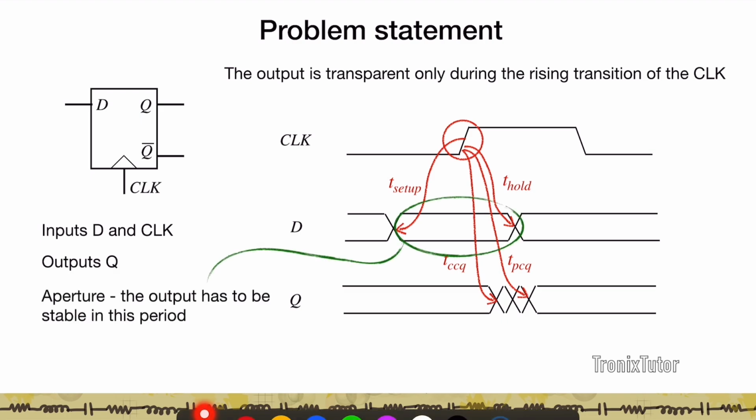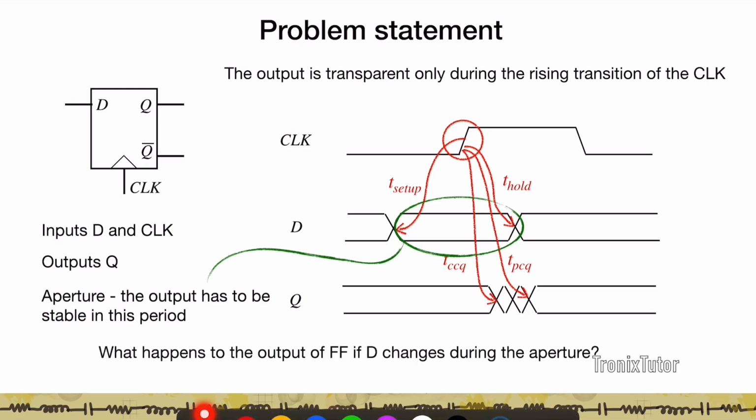Now what we're trying to look at here is that setup plus hold define what is known as an aperture for the circuit. That is, we're saying that during this bounded time around the clock edge, the input has to be stable. So now it begs the question as to what happens at the output of the flip-flop if D changes in this time. How do you think about what happens to the output of the flip-flop?